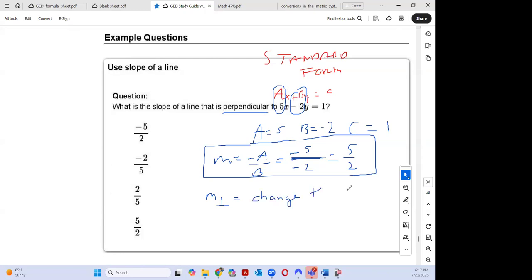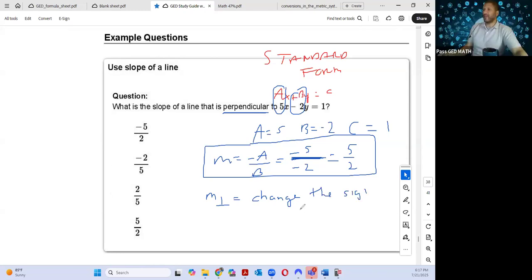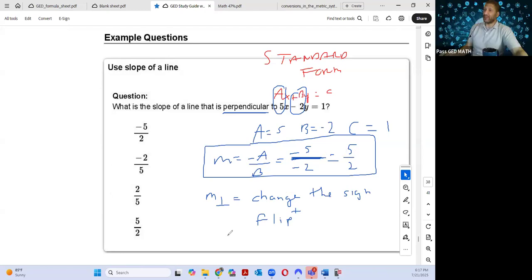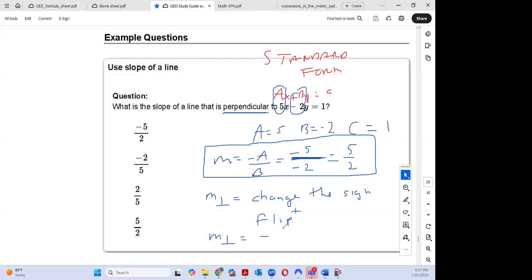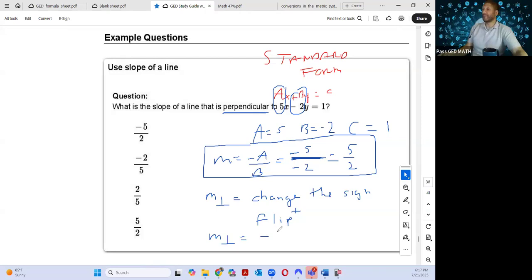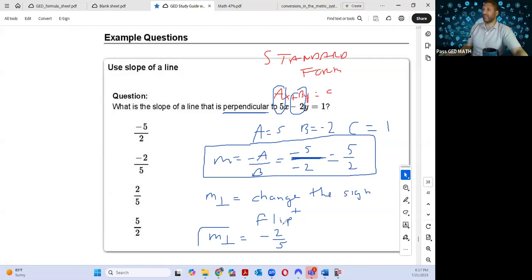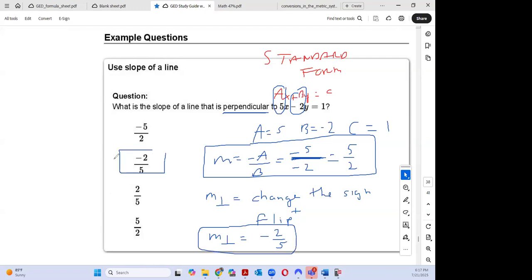Change the sign and flip. Every time, if they ask you for the slope of the perpendicular, change the sign and flip. So we got positive 5/2. If I change the sign, my sign is what? Negative. If I flip 5 over 2, I'm going to get what? 2 over 5. So the slope of the perpendicular is what? Negative 2 over 5.